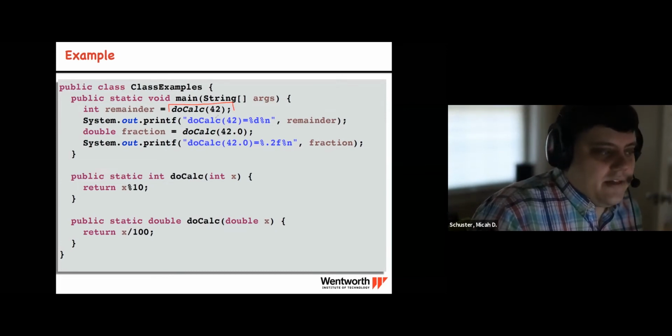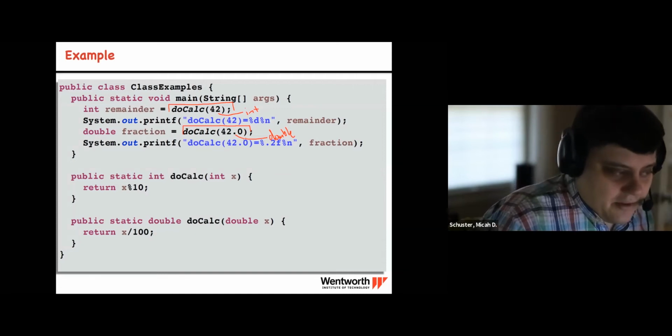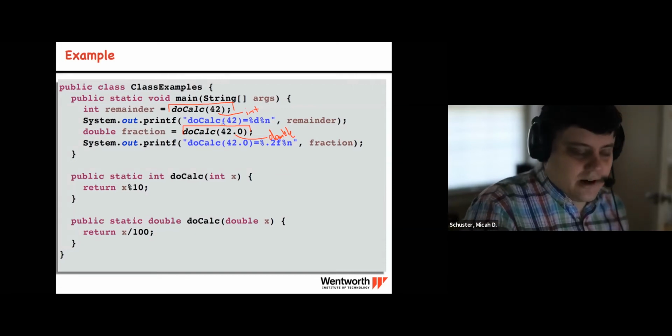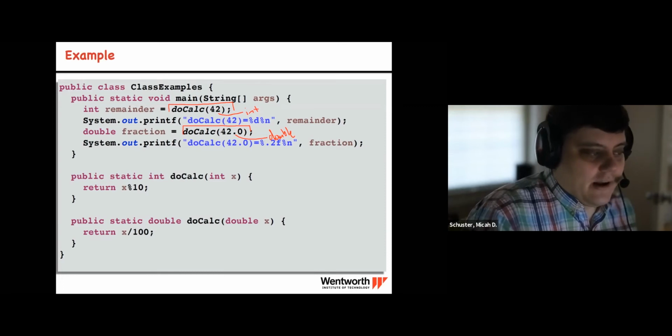We're calling it with an int. Remember, if I put a number straight up like this, it counts as an int. Here I'm running doCalc now with a double. If I put a 0.0 or something like that, something with a fraction, it will count as a double.